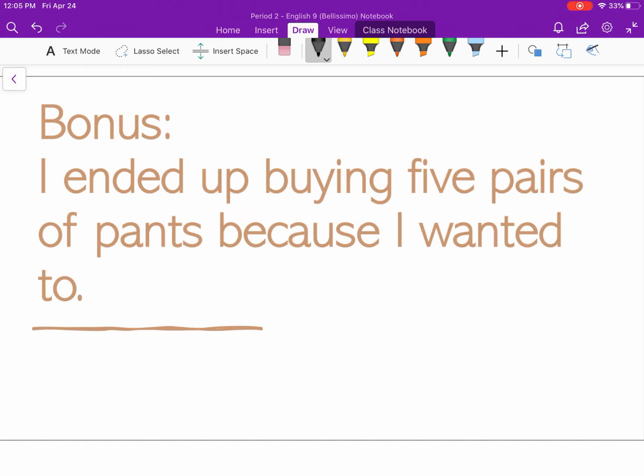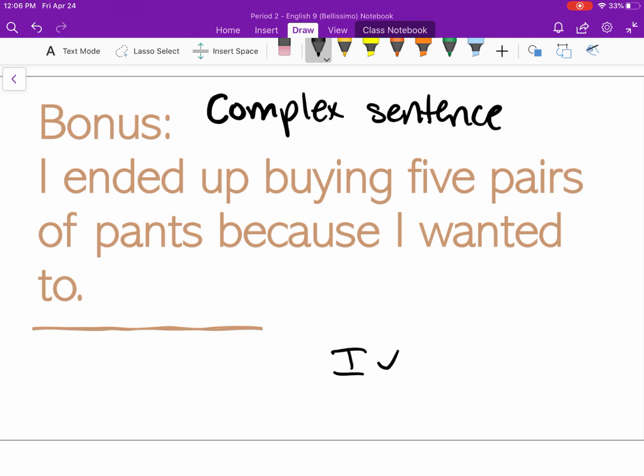That is fine, and that makes what we call a complex sentence. Okay, so this is an example of what is called a complex sentence. It means that this has both independent and dependent. Now, I'm going to make independent yellow and dependent orange.